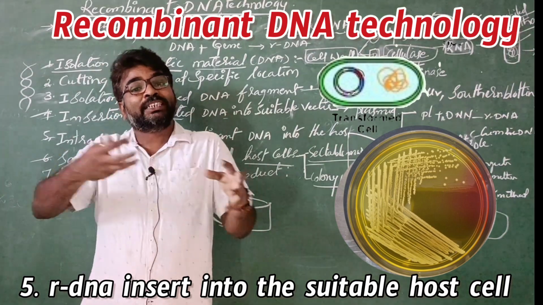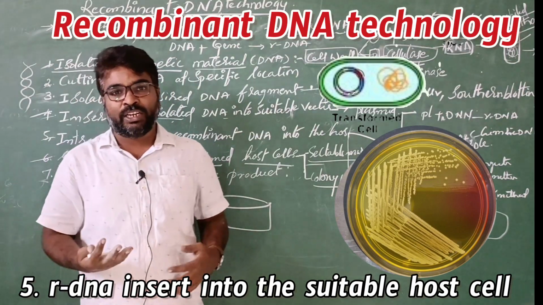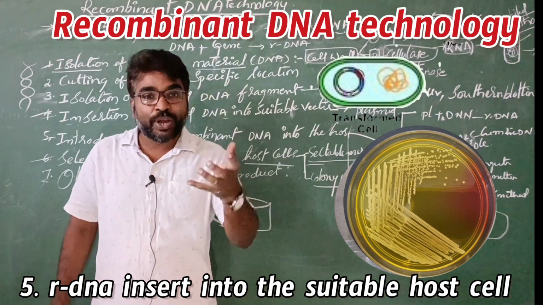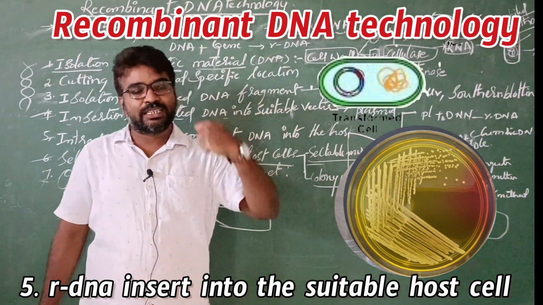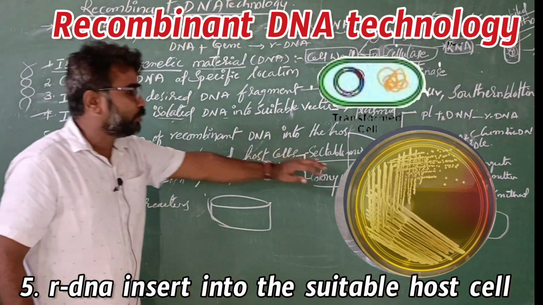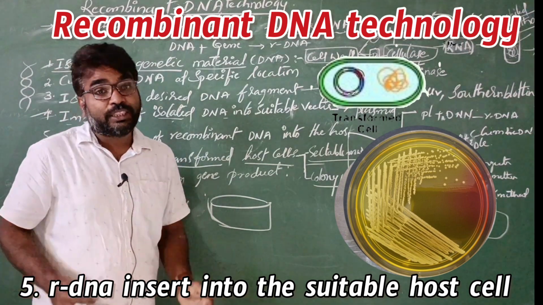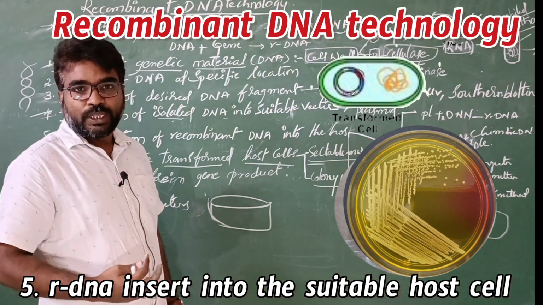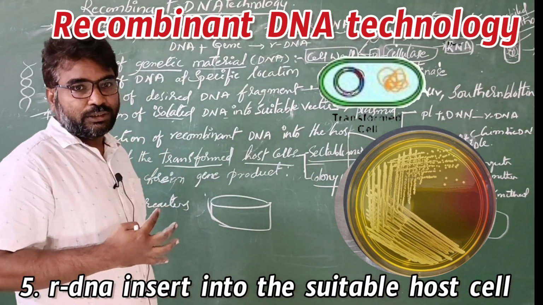Okay, now the colonies we have to cultivate, and we culture those colonies and grow those microbes. Then we get the product from those particular cells. That we call the sixth step, selection of transformed cells. Now we have selected the transformed cells. Then we use the transformed cells for production of what we require.